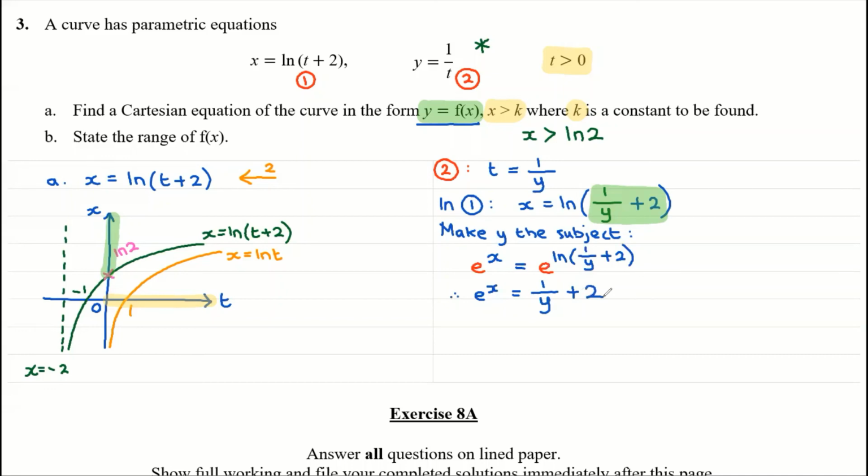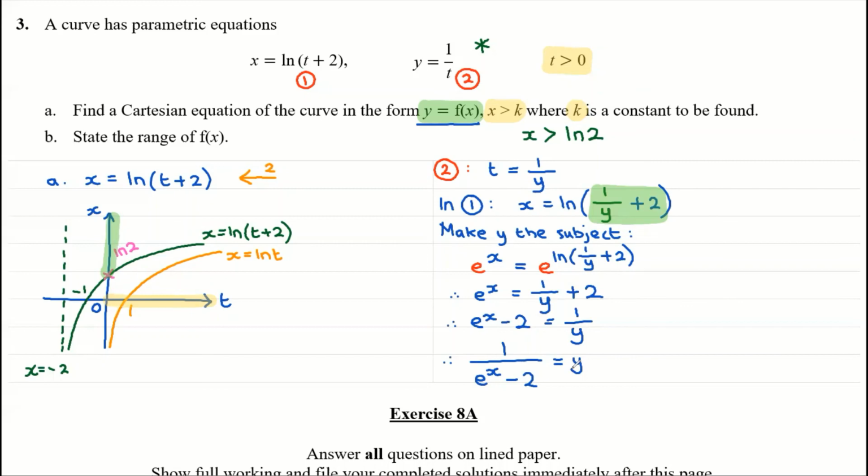Now I can subtract 2 from both sides. So therefore e to the x subtract 2 would be equal to 1 over y. And then if I just reciprocate both sides, I get my y. There's other ways to do this as well. If you've paused the video and had a go at this, that's really good, and if you got it some other way, that's absolutely fine. And there we have our Cartesian equation in the form required.